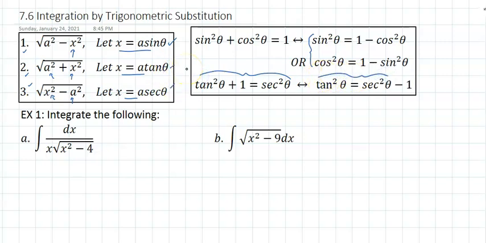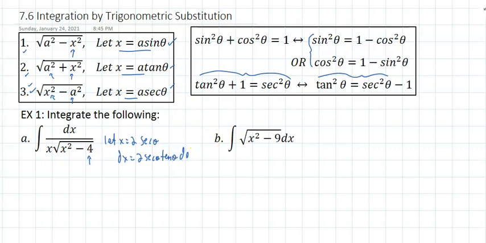So we start off with example 1a. I try the u-sub, that doesn't work, and this is not something that I know. In that case, I see a radical and I see an x squared minus a number, so I know it matches the third form. I would let x equal 2 secant of theta, and I would take a derivative of that. That will be 2 secant of theta tan of theta d theta.